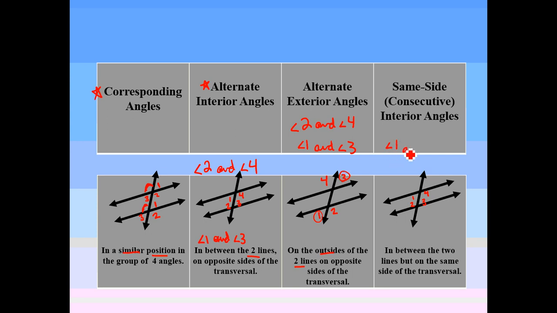So angle 1 and angle 2 are on the same side and in between the two lines. So these two angles are called consecutive angles or same side interior. And then angle 4 and angle 3 can also be called consecutive angles because they're on the same side and they're also in between the two lines.